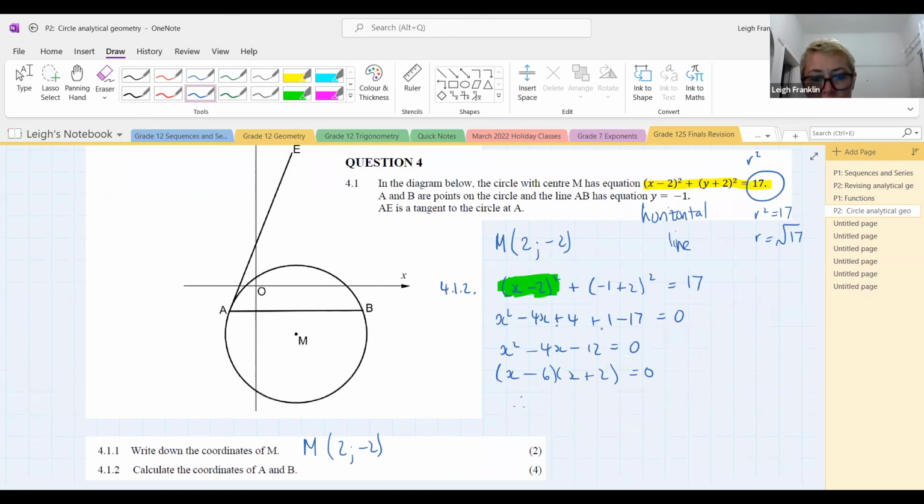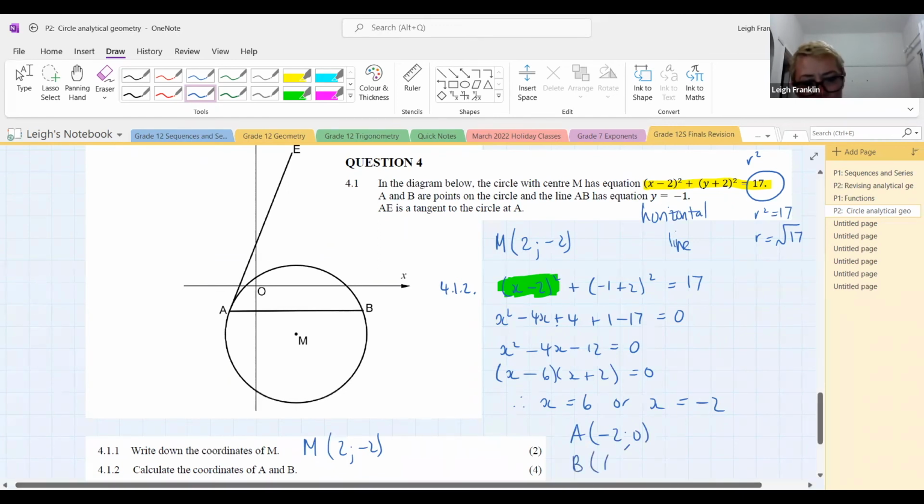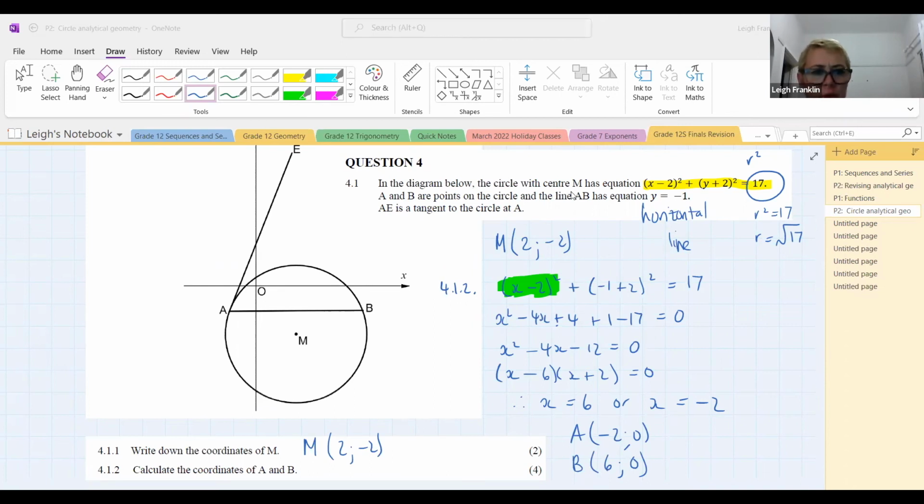So therefore, x is equal to 6 or x is equal to negative 2. All right, so therefore the coordinates at A have to be negative 2 and 0. The coordinates at B have to be 6 and 0. Oh, sorry. I'm being stupid here. Sorry, not 0. They're not x-intercepts, are they? Duh. We know that y was equal to negative 1. Sorry, let me just fix that.